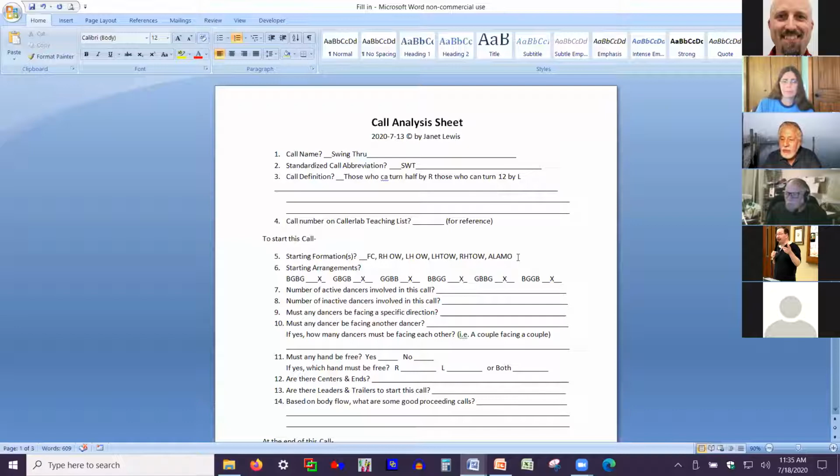And we're still in the basic program, depending on which caller you look at. Swing through is a very, very difficult one to actually start with as far as looking at how the sheet works, because it is such an anomalous thing.